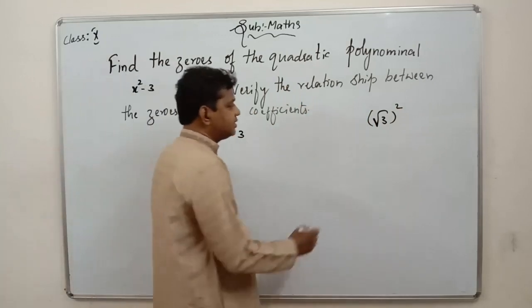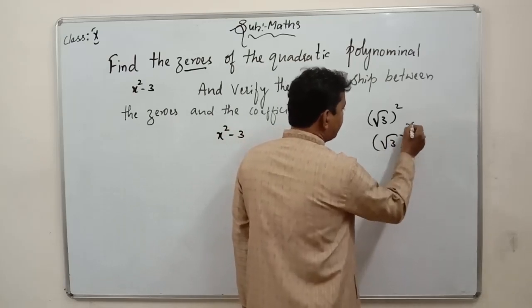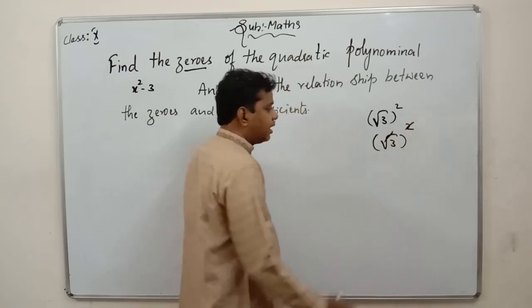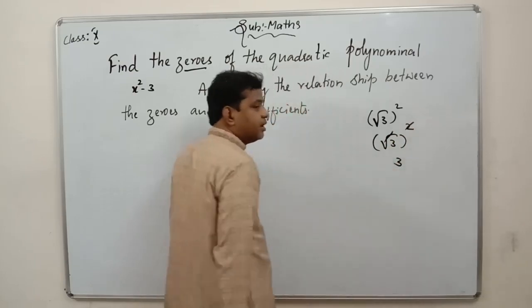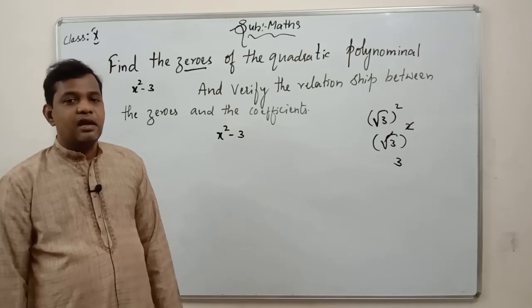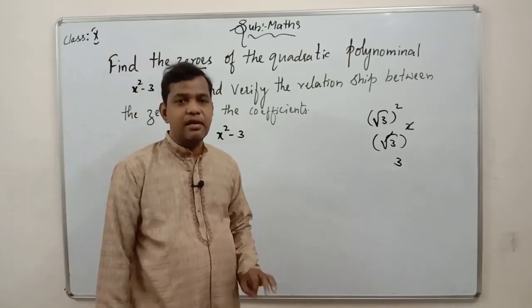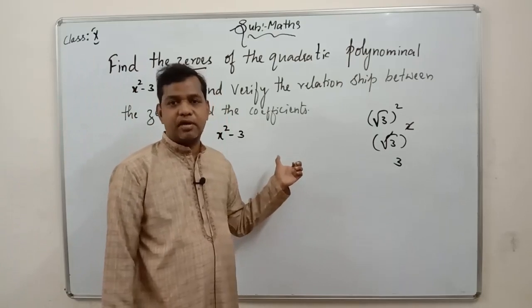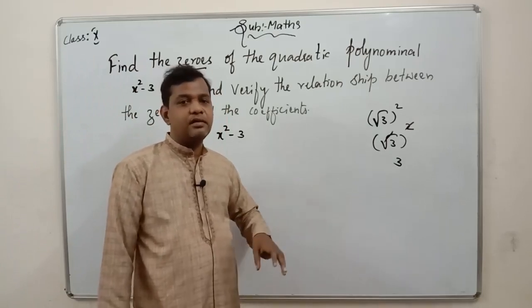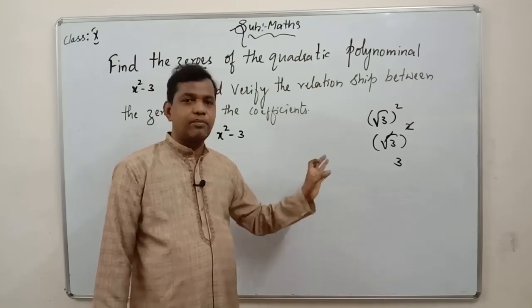So what happens here is, if you write root 3 whole square, so square and root cancel and remaining is 3 only. So we are not changing the value of the equation. I told you many times, whatever changes you do, you can do, but you should not change the value of the polynomial here. It is very important that if you change the value, then the total question will be wrong. So don't change the value of the given polynomial here.